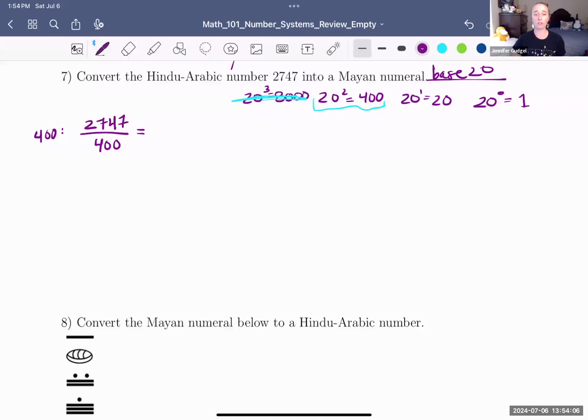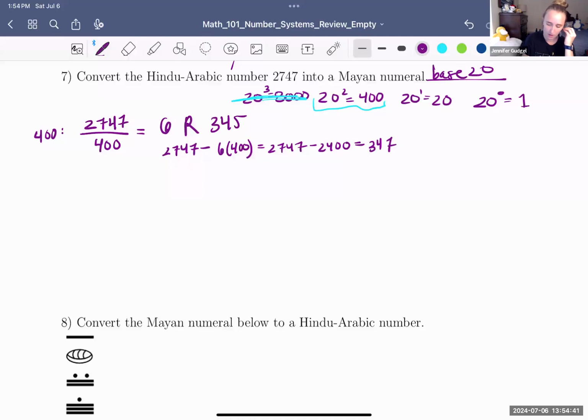How many groups of 400 can we pull out? Well, I have to do my division. 2,747 divided by 400, and I have 6.8675. So 6 whole groups with some kind of remainder. How do we find that remainder? We see how much I took out already. I took out 6 groups of 400. That's 2,400, meaning we're left with 347. That's the remainder. I'm going to highlight this so we see it as we walk through. That's our first group. We had 6 groups of 400.